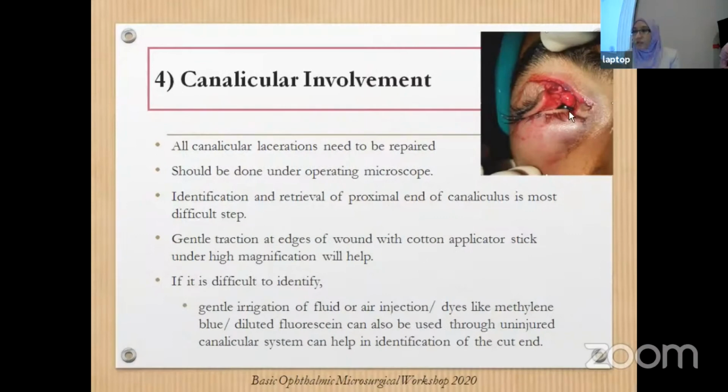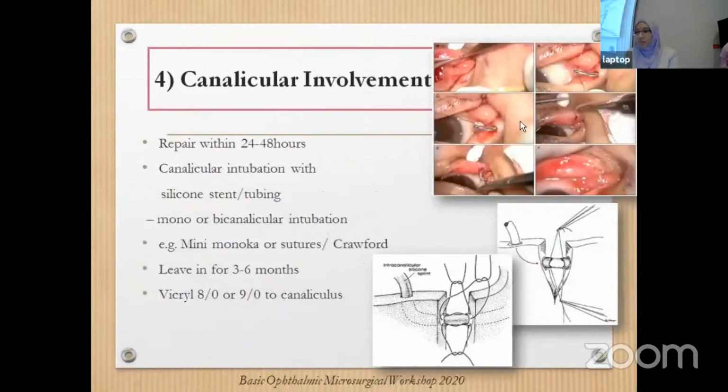Or the easier one, we can probe from the lower punctum and it comes out here, and we can catch this area and probe together, so it becomes opposed. Usually we use suture, there's a hole at the end there, a Prolene or nylon suture, to anchor it temporarily. Then we can put the mini Monoka stent and just pull it, and it's quite easy. This one must be repaired within 48 hours.